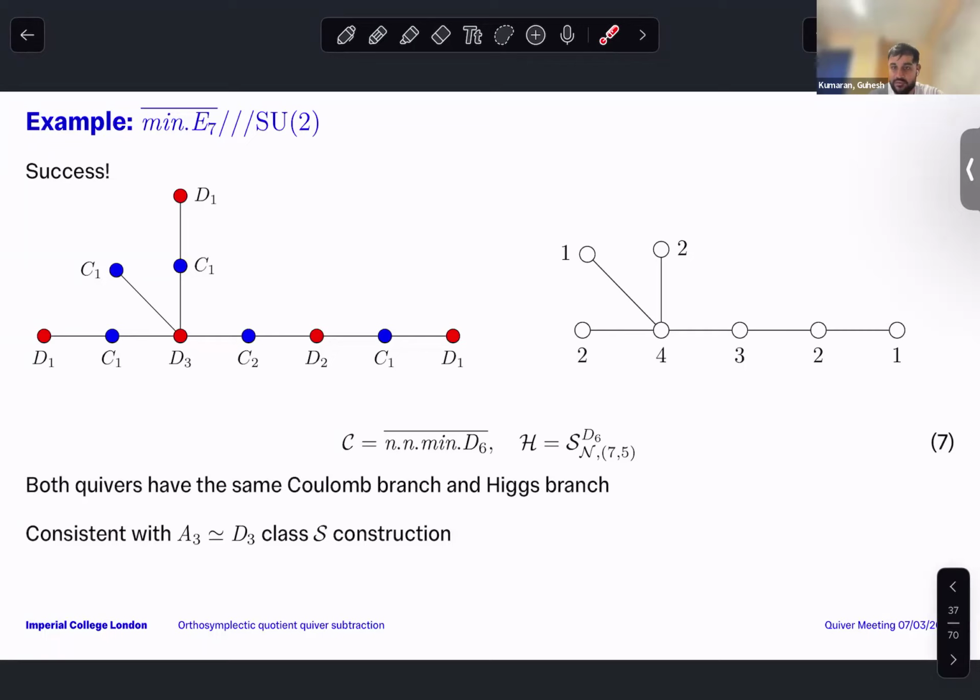So these are star-shaped quivers, and so I can just glue together the different legs. And so perhaps it's not so surprising that they give me the same moduli space as a vacuum. So this is a nice check that the algorithm we have works.